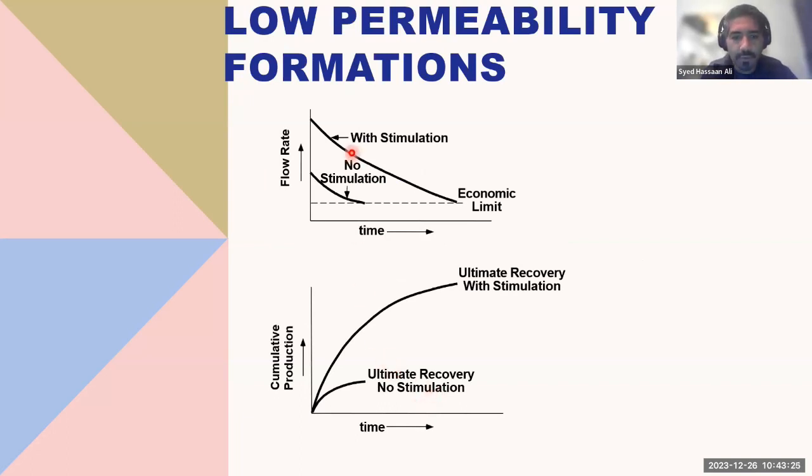This is part of a low permeability formation. You can see that this is flow rate versus time. With no stimulation, the well will draw down quickly over a period of time. With the stimulation, it will take a long time, and then you have higher flow rates as well. And then the second graph is the cumulative production. That means your production versus time. In terms of no stimulation, you won't be able to get a lot of production, while in case of stimulation, you will be able to improve your ultimate recovery.